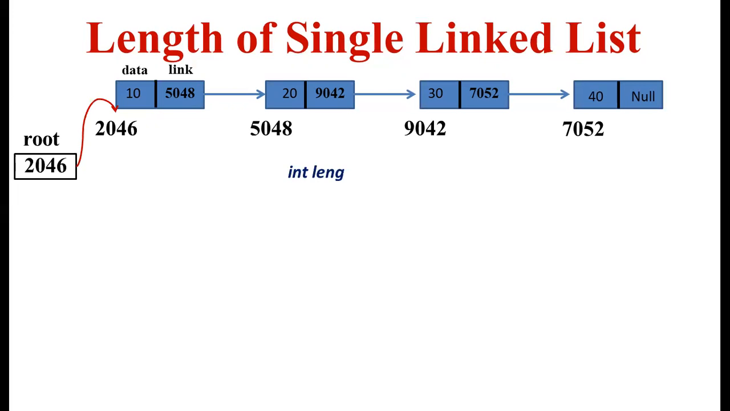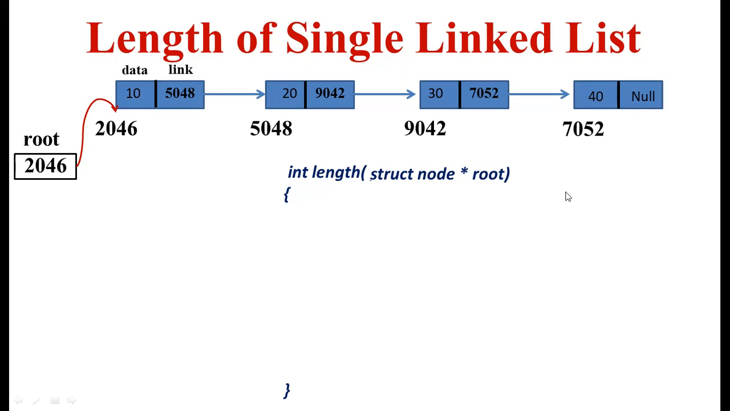Int length. Here the function name is length and the return type is integer. Remember one thing, here the root variable is a global variable which is available to all the functions. Whenever we call the length function, we can pass the root variable or any node variable we want to pass. We can collect it here as struct node pointer type root or any temporary variable. So this is the local variable. Now my root is a local variable.